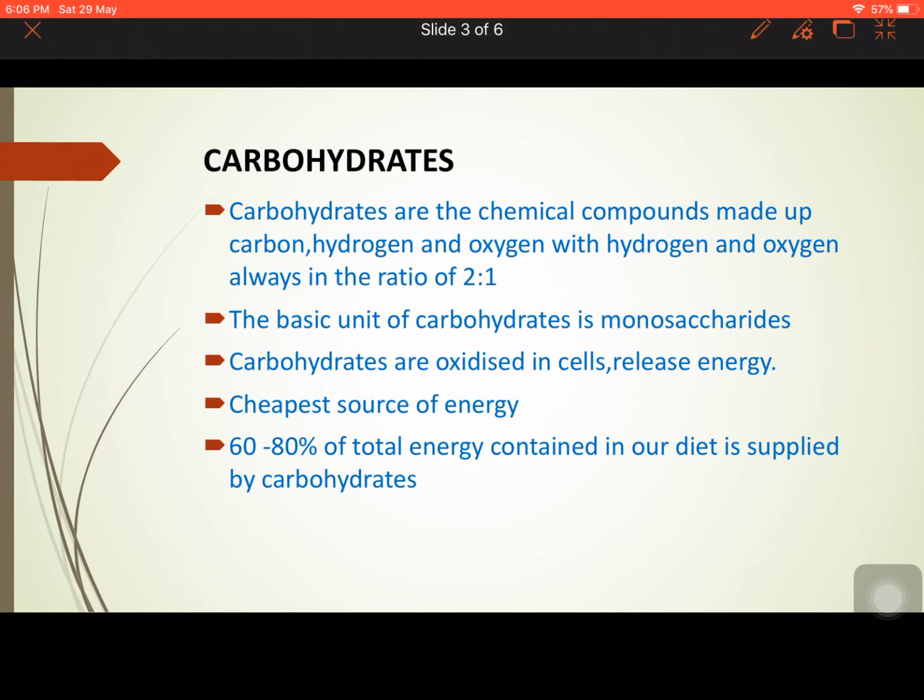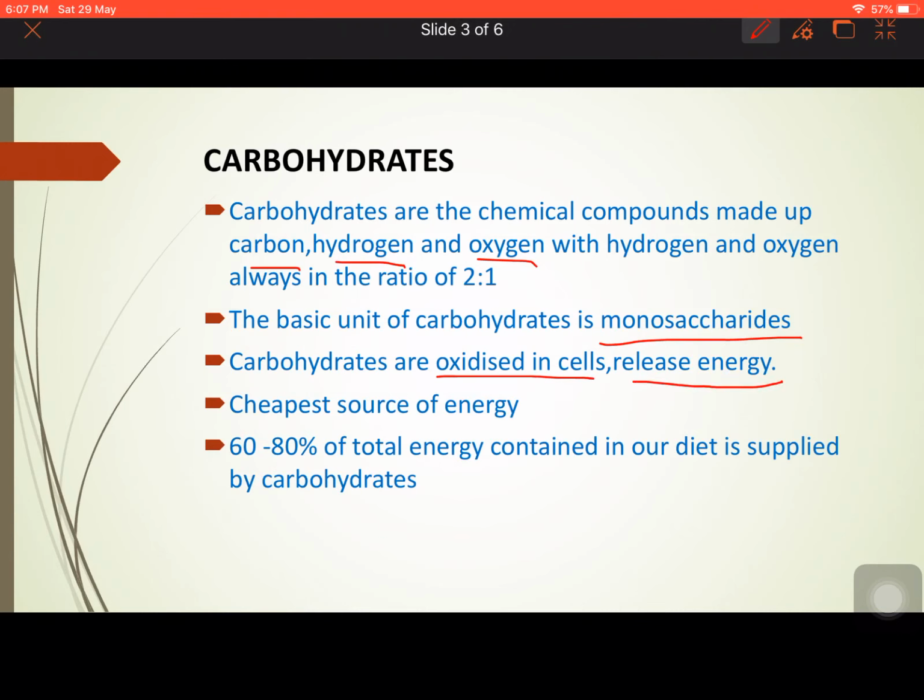Carbohydrates, as we all know, are chemicals formed mainly by carbon, hydrogen, and oxygen. Hydrogen and oxygen will always be in a ratio of 2 to 1. So if hydrogen is 2 units, oxygen will be 1 unit. The basic unit of carbohydrates is called a monosaccharide.